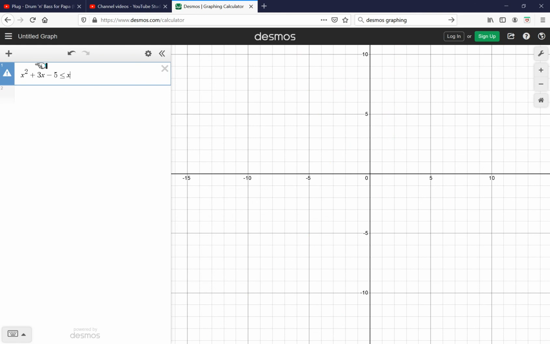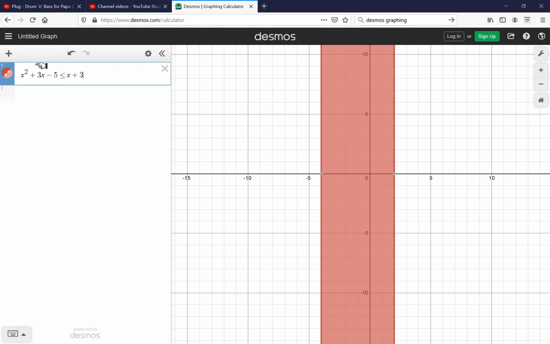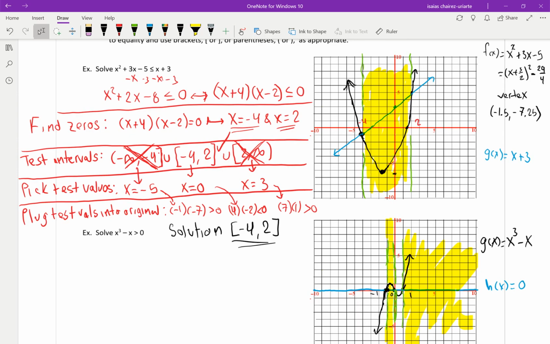And then I'm going to say x plus 3. And if you notice, Desmos just highlighted a little interval, the interval from -4 to 2, inclusive. Right now things are using parentheses because we're dealing with this type of inequality. So this would be a good technology to use in order to verify your answer. All right, so that's my answer. It's from -4 to 2, inclusive.